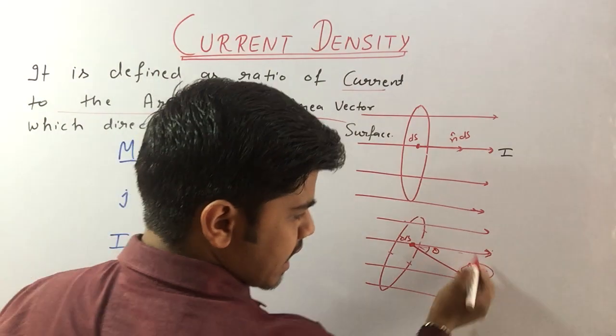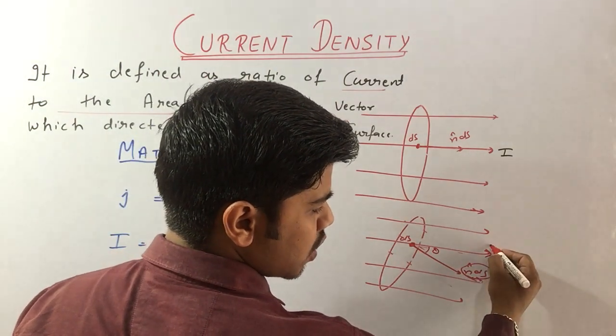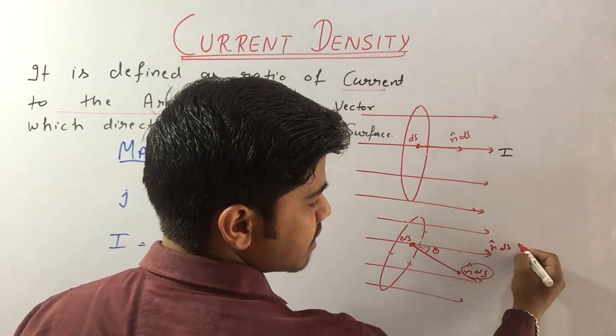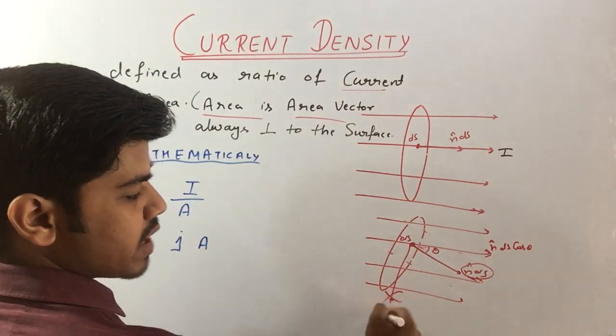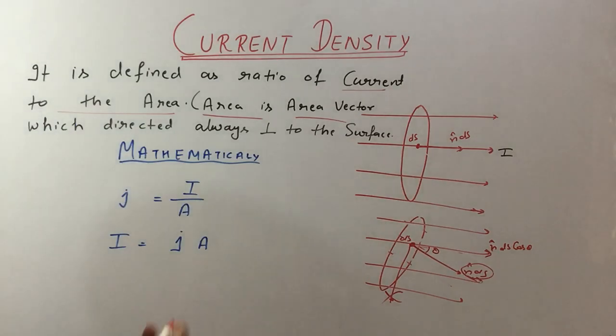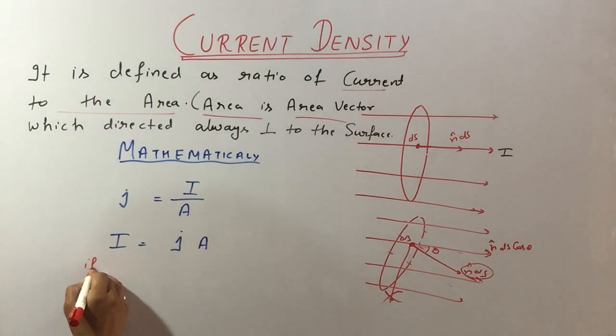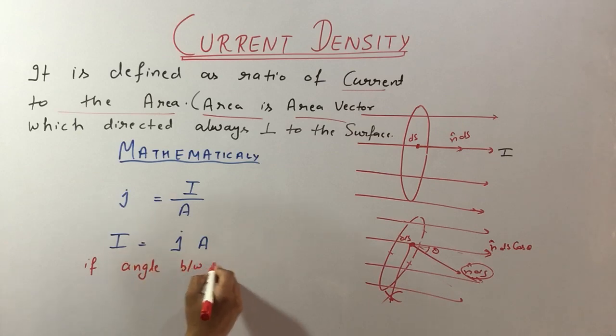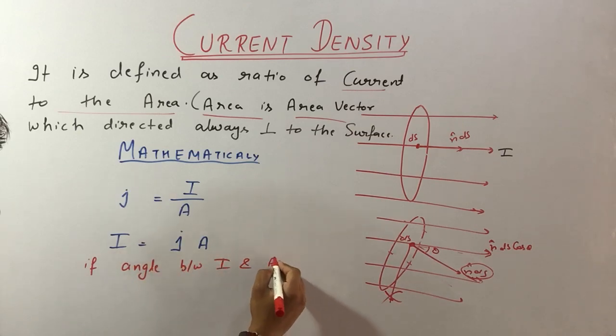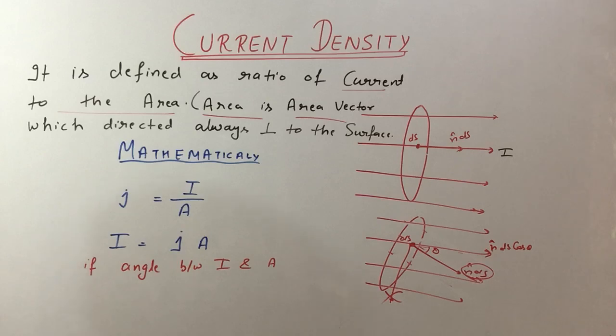Now students, the component along the vector is n cap ds cos theta, and the other component is sine, which we have to ignore. Now students, if theta is the angle between current and area vector, then the expression can be written as I is equal to J into A cos theta.